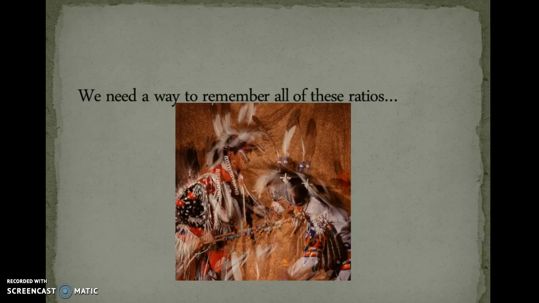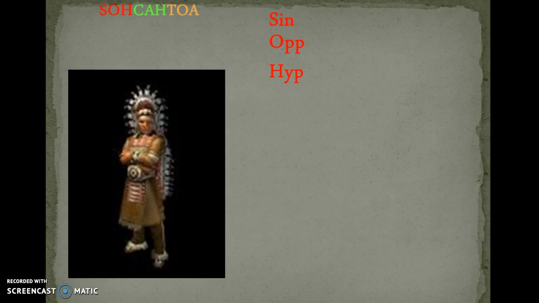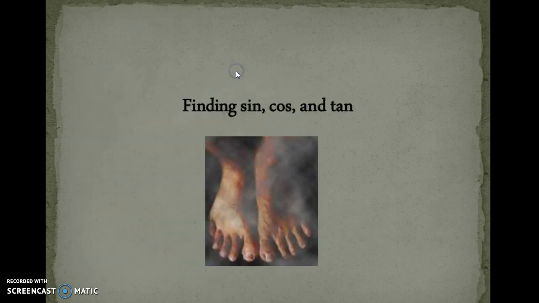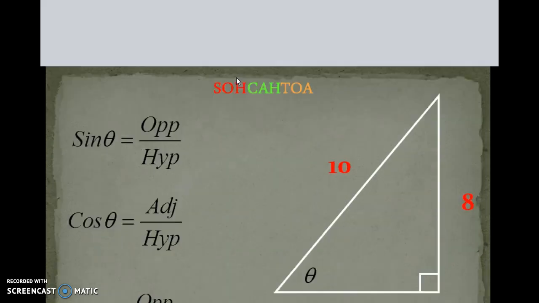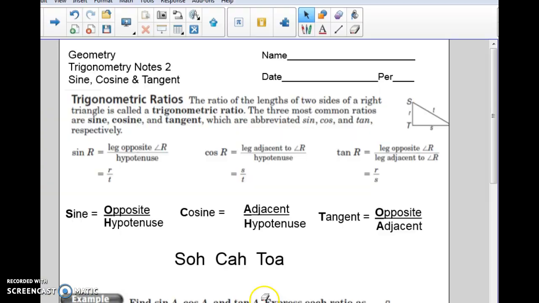Okay? Now here's the next part: we need a way to remember these, which is why we have Chief Sohcah. The sa is sine, which is opposite over hypotenuse. The ka is cosine, which is adjacent over hypotenuse. And then toa is tangent, which is opposite over adjacent. Sohcah. Are we good? So it's meant to help you. Okay. So from there, we're going to move on, and I want to take a look at your notes.